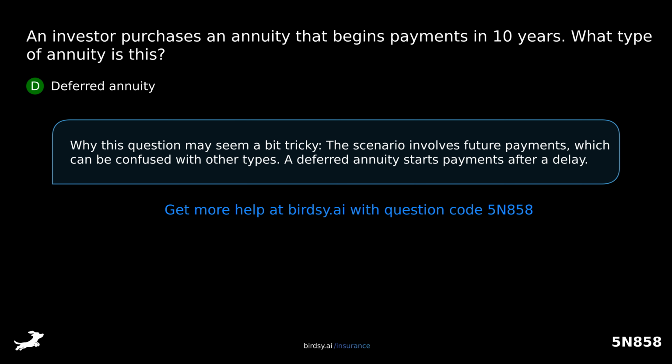Why this question may seem a bit tricky: the scenario involves future payments, which can be confused with other types. A deferred annuity starts payments after a delay.